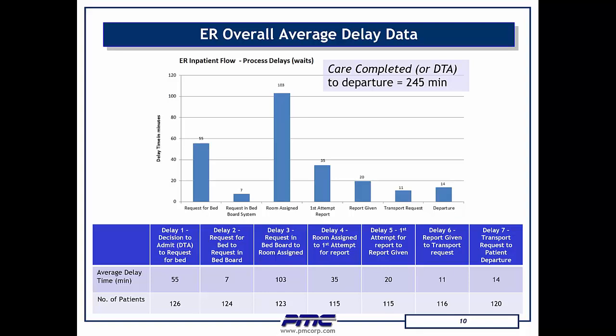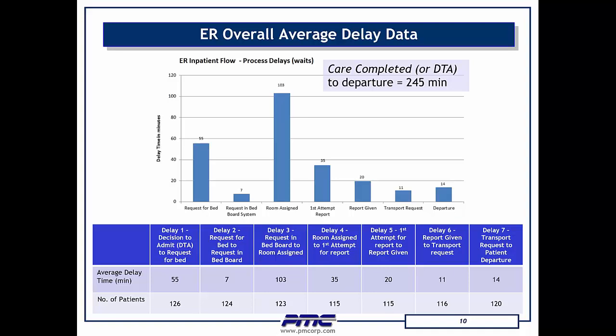Remember from the previous slide, we were showing you different delays happening between the processes, so we were trying to capture all the delays happening there. The first delay is from the decision to admit to the request for a bed. There was a 55 minute delay for making a request for a bed, after the physician has made a decision to admit the patient.